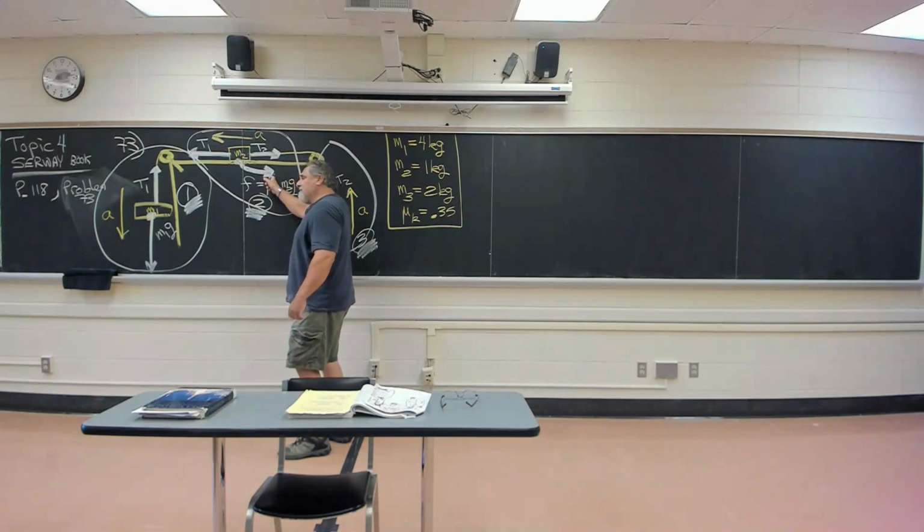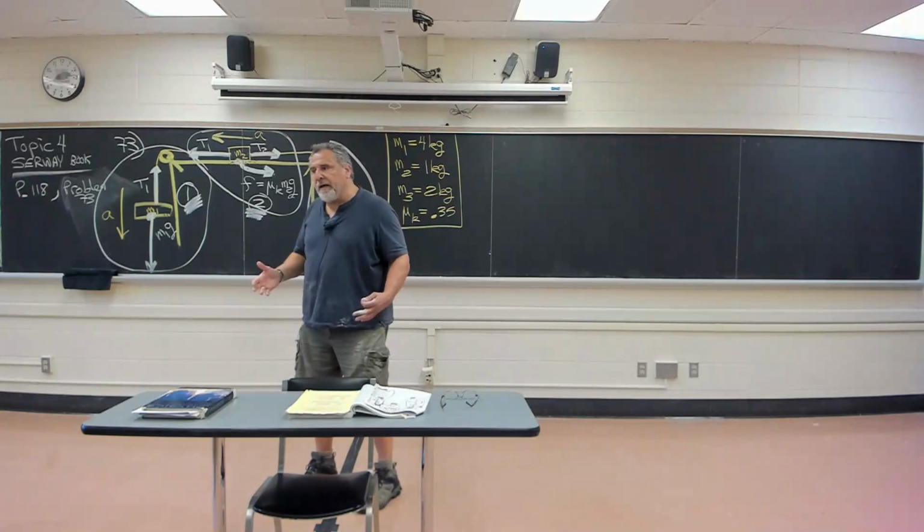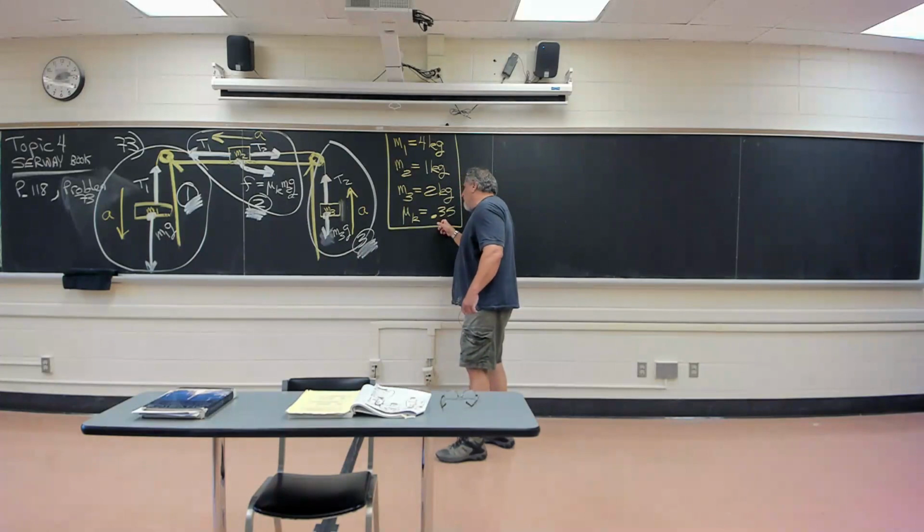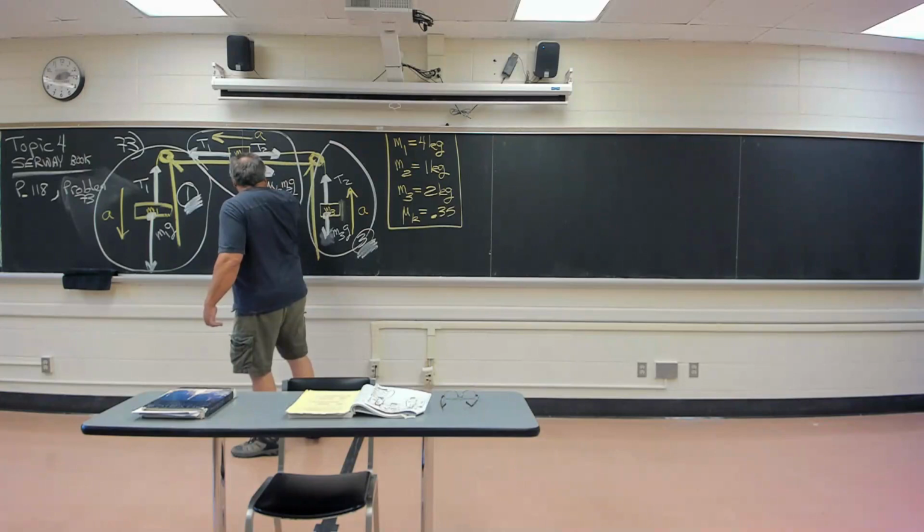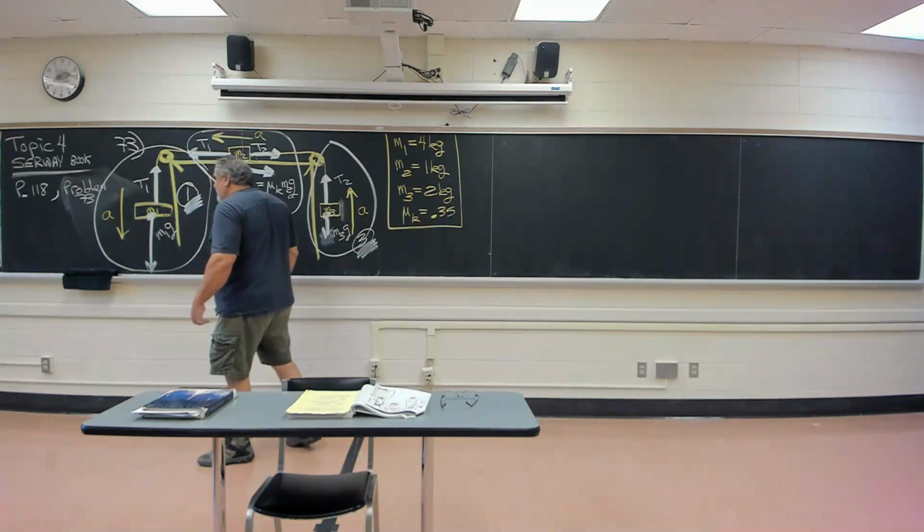Well, I've already kind of told you what's going to happen here. Here's why it is what it is. We are told that mu sub k is 0.35, m1 is 4 kilograms, m2 is 1 kilogram, m3 is 2 kilograms. M1 is the largest mass that's present here. It's going to drive the whole process.